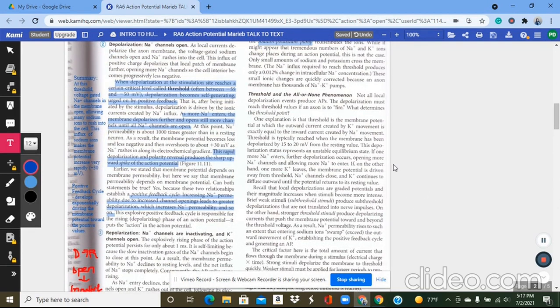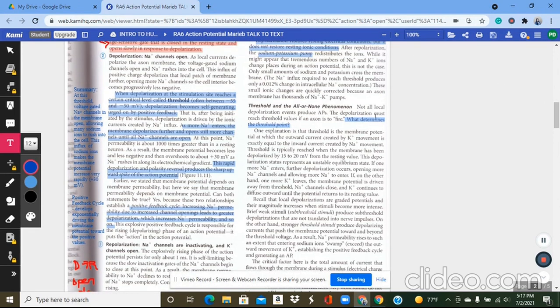So, moving on, threshold and the all or none phenomenon. Not all local depolarization events produce APs. The depolarization must reach threshold values of an axon if an axon is to fire. What determines a threshold point? So, the main question in this paragraph will be what determines the threshold point? It says here one explanation is that the threshold is the membrane potential.